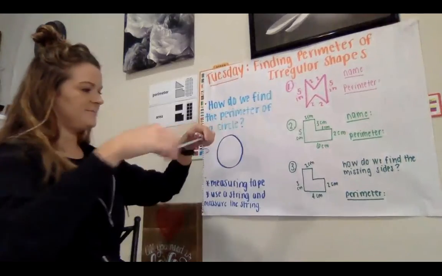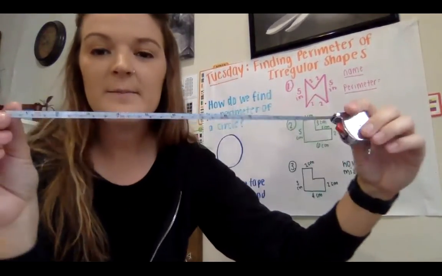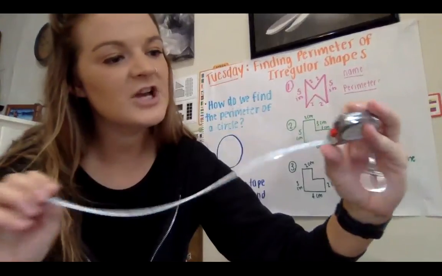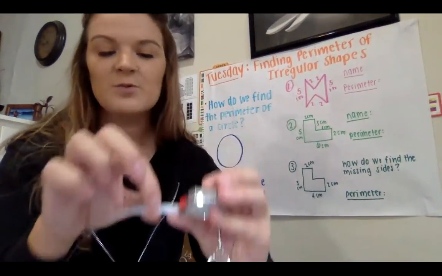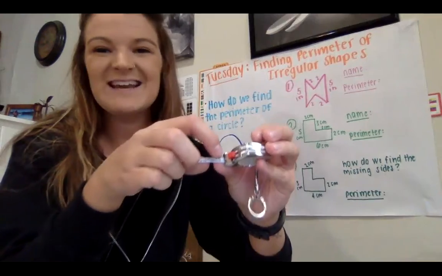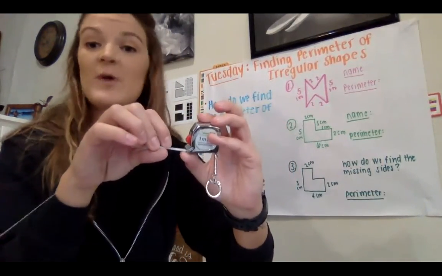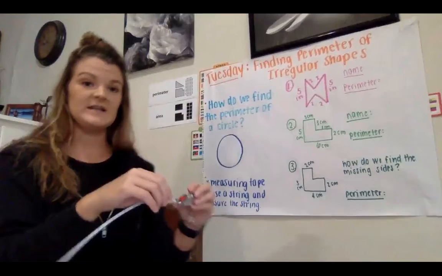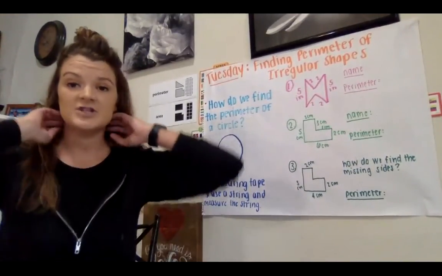And then I can measure it. So if I look up here on my actual tape measure, I see where it ended was right at, this is 12 inches, 13, 14, because it went 12, 1, 2, so that would be 12 plus 1 is 13, 14. So I could say the perimeter of this circle is 14 inches.